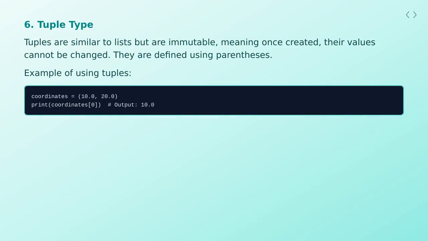Now we're on 6. Tuple type. Tuples are similar to lists but are immutable, meaning once created, their values can't be changed. They're defined using parentheses. Example of using tuples. The samples on screen walk through this step. Take a moment to read through them.